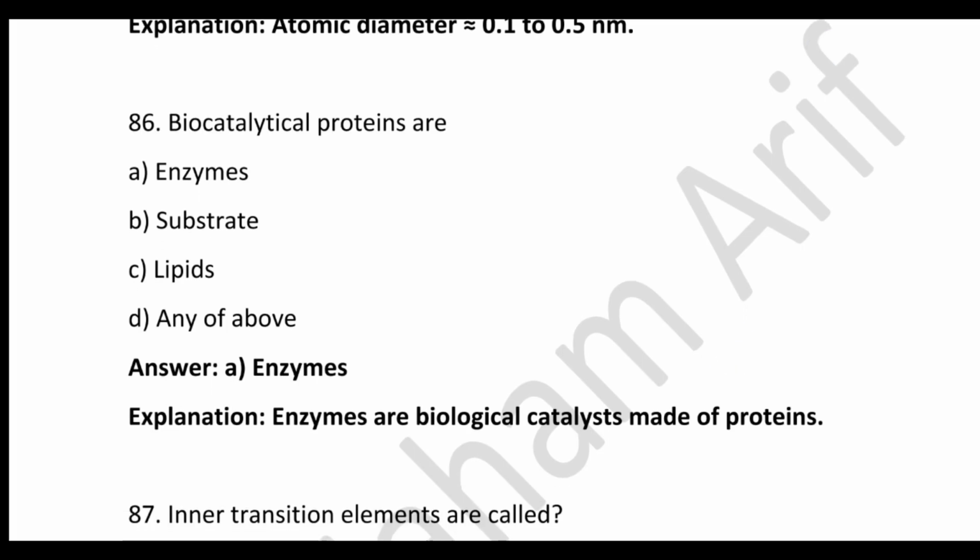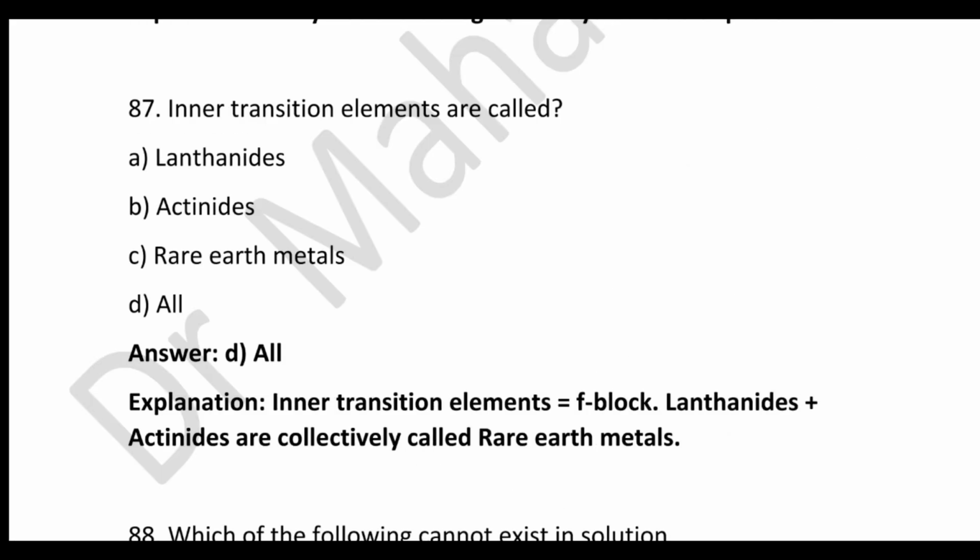Biocatalytical proteins are, correct answer is option A, that is enzymes, because enzymes are biological catalysts made of proteins. Inner transition elements are called, correct answer is option D, that is all, because inner transition elements contain F block elements, lanthanides plus actinides are collectively called the rare earth metals.